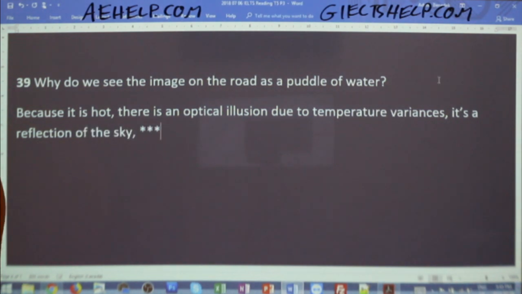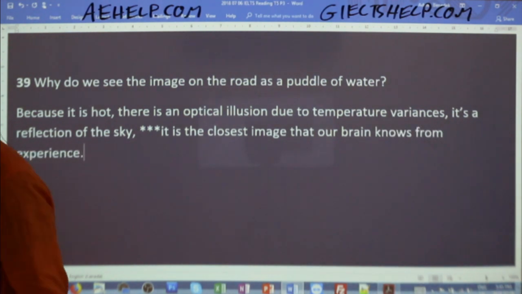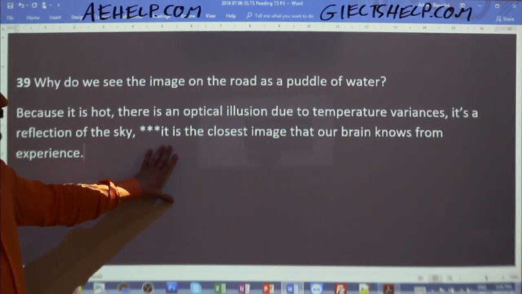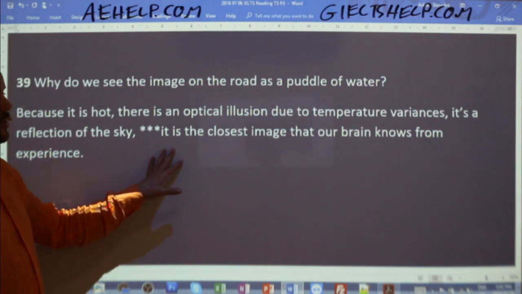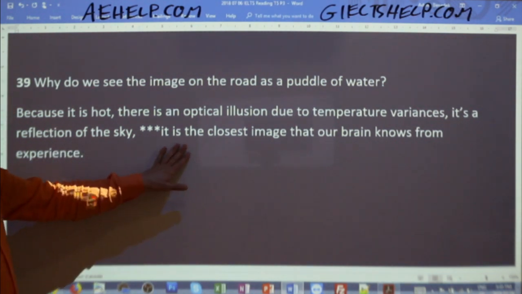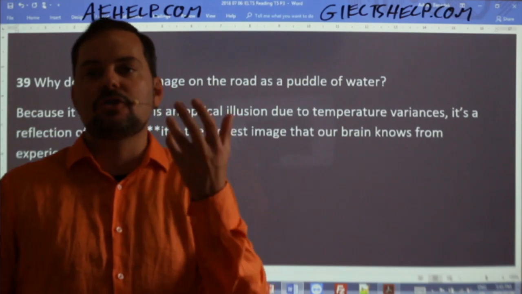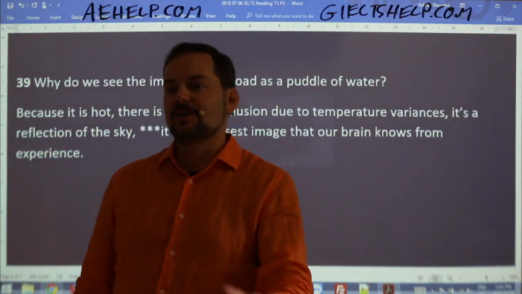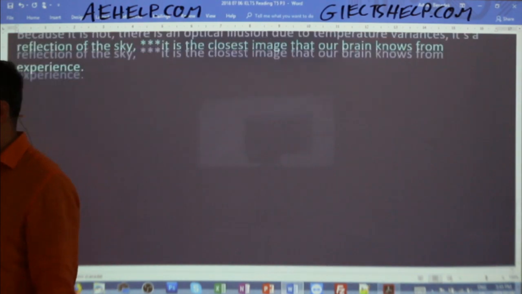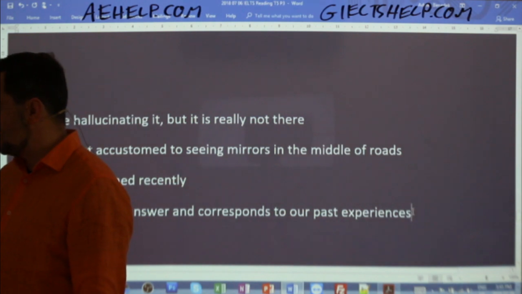Tabassum, so it's a reflection of the sky, sure. And I would say it is the closest image that our brain knows from experience. Okay? So we see a puddle of water because our brain has experienced seeing water on the road. It's never really experienced seeing a mirror or other objects, but it has experienced seeing water on the road, and it's the closest match. Okay? So it's an illusion, and it matches the closest to what we know. It's our most common experience. That's right, Manisha. So now, let's see if we can find the answer that matches the closest.